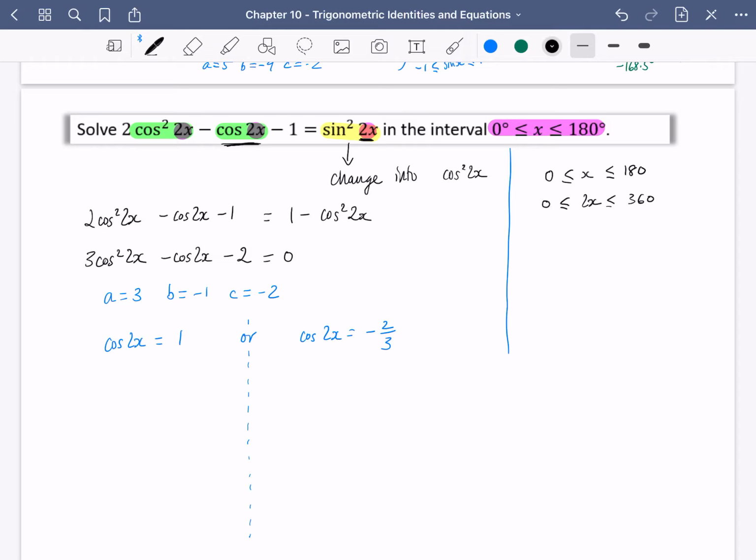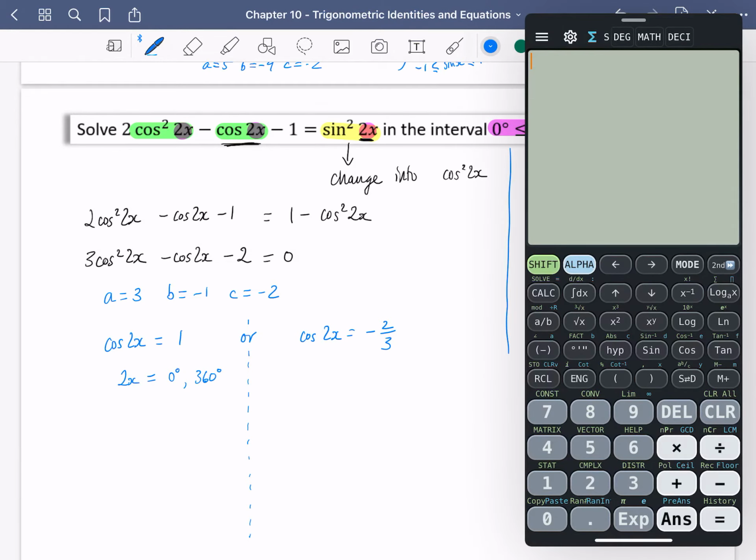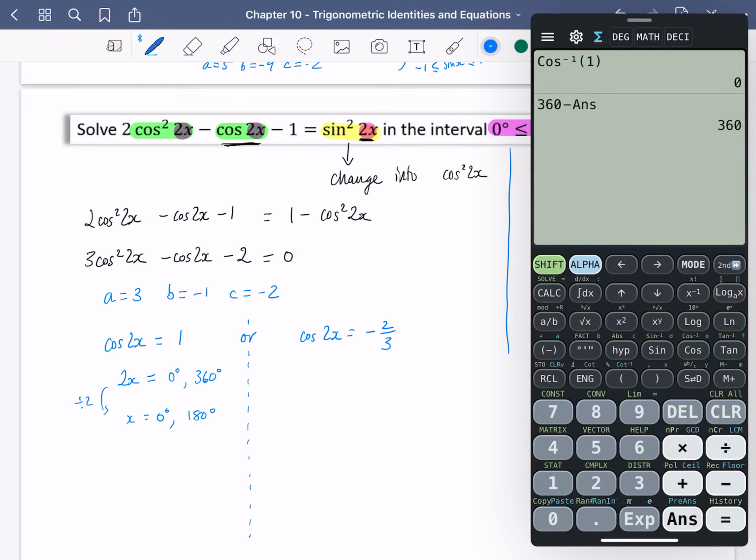Okay, so we've got that cos of 2x equals 1. You should be able to know what these angles are, but let's just show you that it starts off at 0 is where it's 1, and 360. Again, you could do this in your calculator if you really weren't sure of those in your head. So you can do the inverse cos of 1. The calculator gives you 0, and you know the other answer is 360 minus the answer, which is 360. Now that we've come up with all of those solutions, we can divide by 2 so that we get 0 and we get 180 degrees.